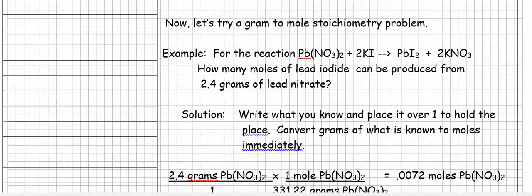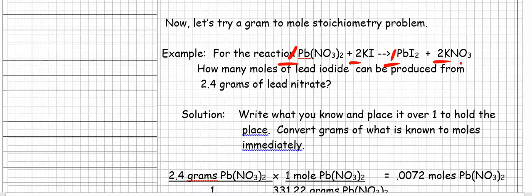We have 2 ionic compounds that are going to switch. So lead getting together with iodine, potassium with nitrate. And in that process, we formed a precipitate, right? So again, in terms of moles, we've got a 1 to 2. Let me underline that. 1 to 2 to 1 to 2 mole to mole to mole to mole relationship.